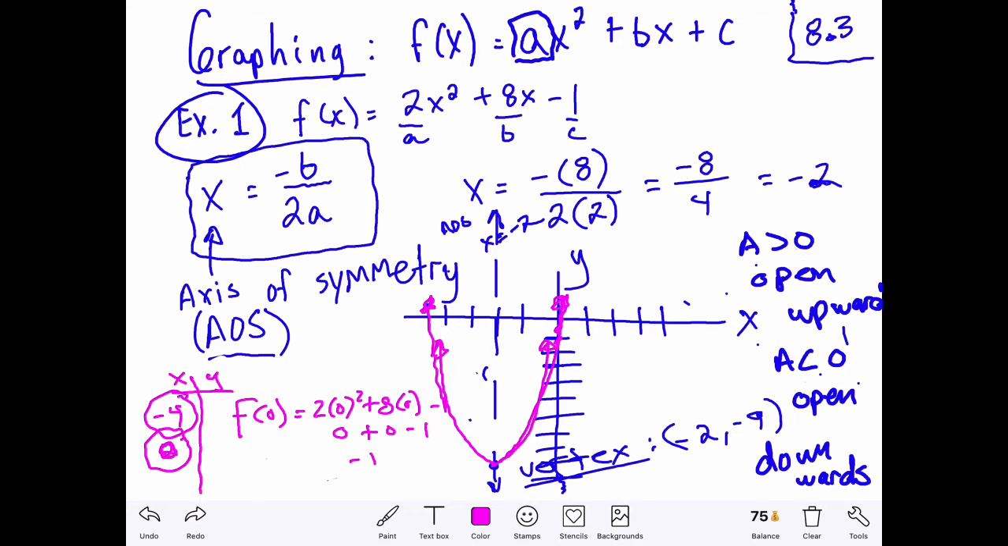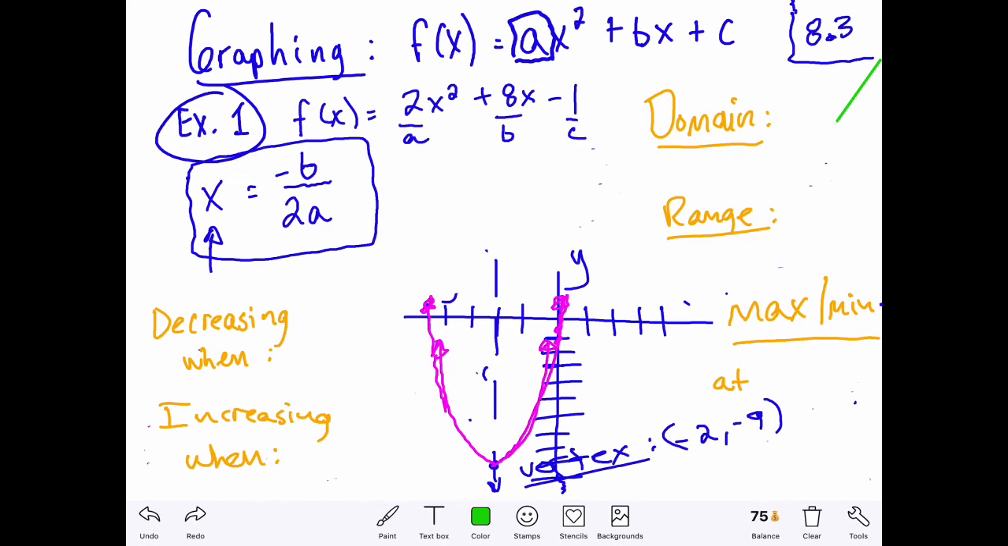Okay, so let's now continue and look at some qualities of this graph. For example, domain, range, this idea of a maximum or minimum, and then where is it decreasing and where is it increasing. Okay, how about domain? Well, my domain is going to exist on all x values, and as this goes up, it'll go to the left, and as it continues to go up here, it'll go to the right. So that would go to positive infinity and negative infinity, and exists in the middle, so you're right, all real numbers.